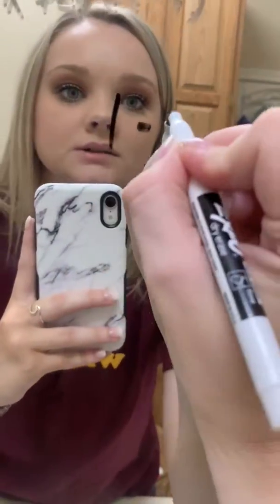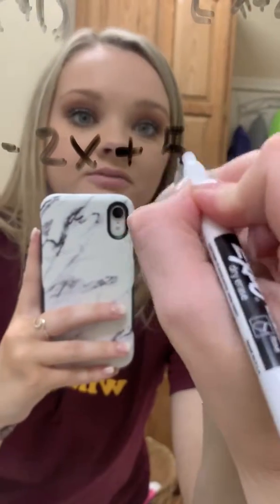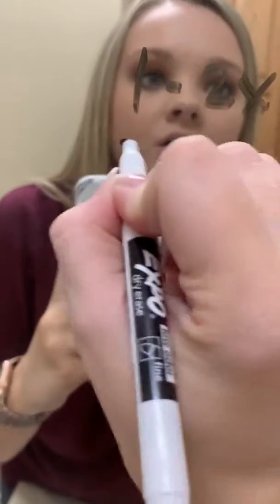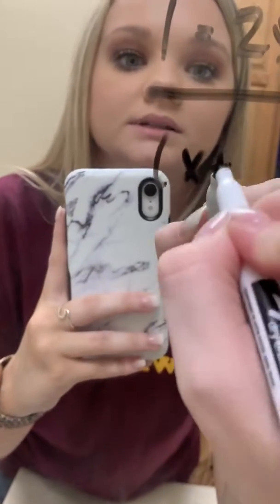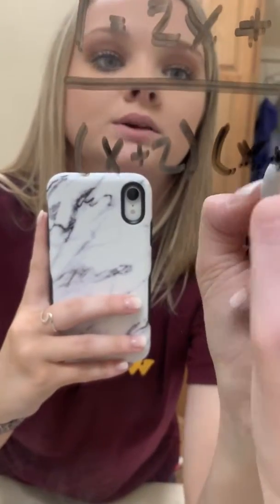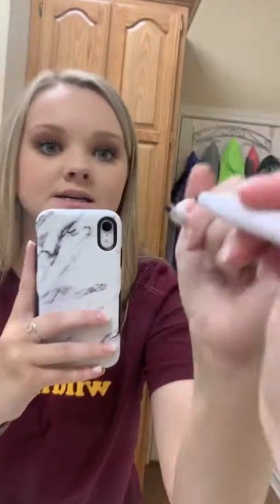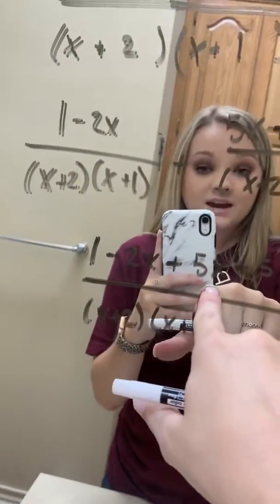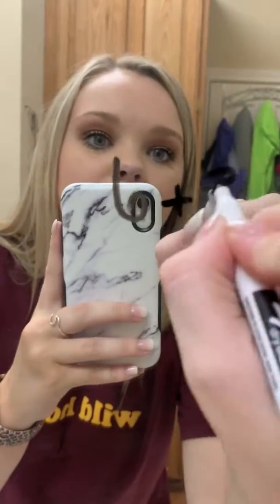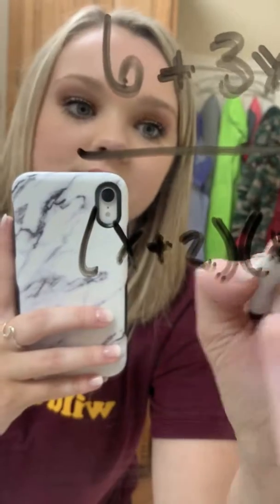Now we have a common denominator, so we can write the entire numerator over that single denominator. So it will look like 1 minus 2x plus 5x plus 5 all over x plus 2 and x plus 1. Now you're going to combine the like terms. 1 plus 5 is 6. 5x minus 2x is positive 3x. So it will be plus 3x. Still over this common denominator, all over x plus 2 and x plus 1.